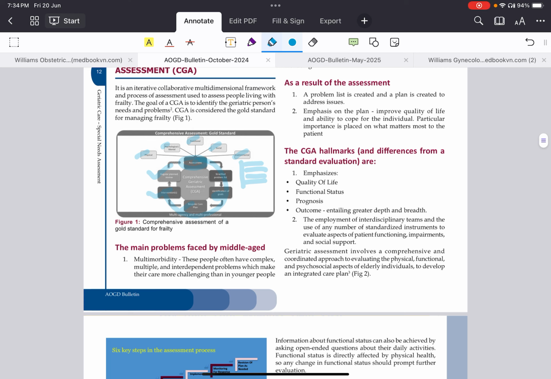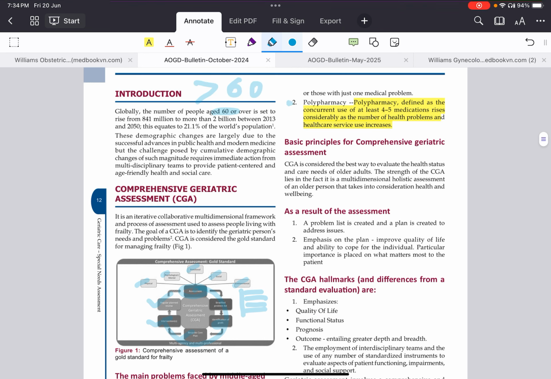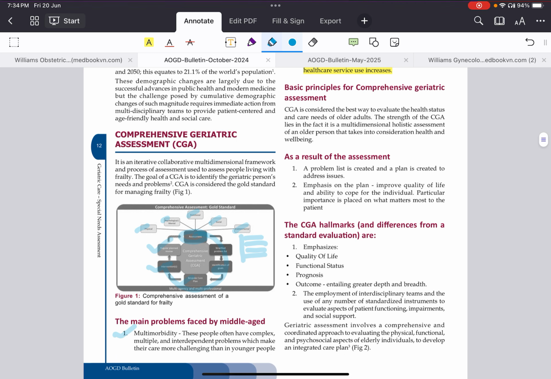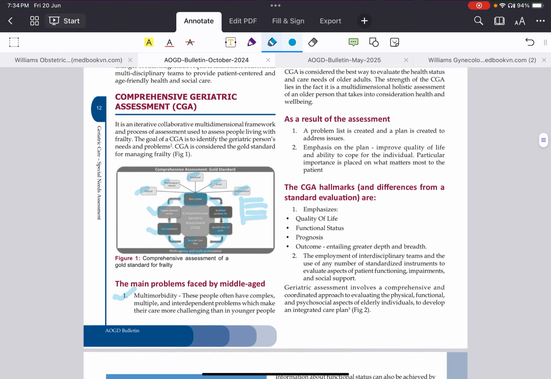The main problem is morbidity. Everyone knows, even our parents or grandparents who are geriatric, have many complex morbidities, and they are also having polypharmacy. What is polypharmacy? At least 4 to 5 medications they are buying and using concurrently. That is known as polypharmacy. These two are the main problems faced by older people.